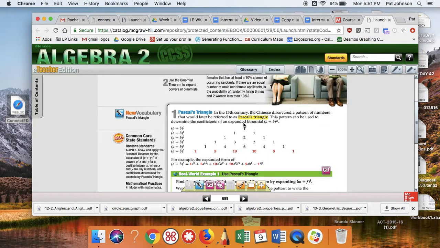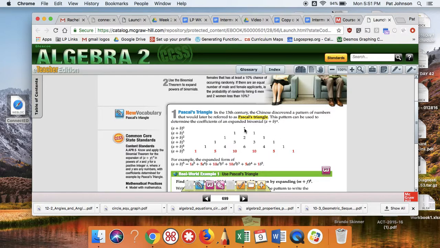So it's a man who discovered a pattern for determining the coefficients of the expanded binomial. So remember, we have a binomial a plus b raised to some power n. If it's squared, it's pretty easy. We can use the FOIL method. Beyond that, we have to do lots of distribution and multiplication, and that's not too bad, but when you get past 3 it becomes pretty difficult. So Pascal discovered a formula or a pattern.